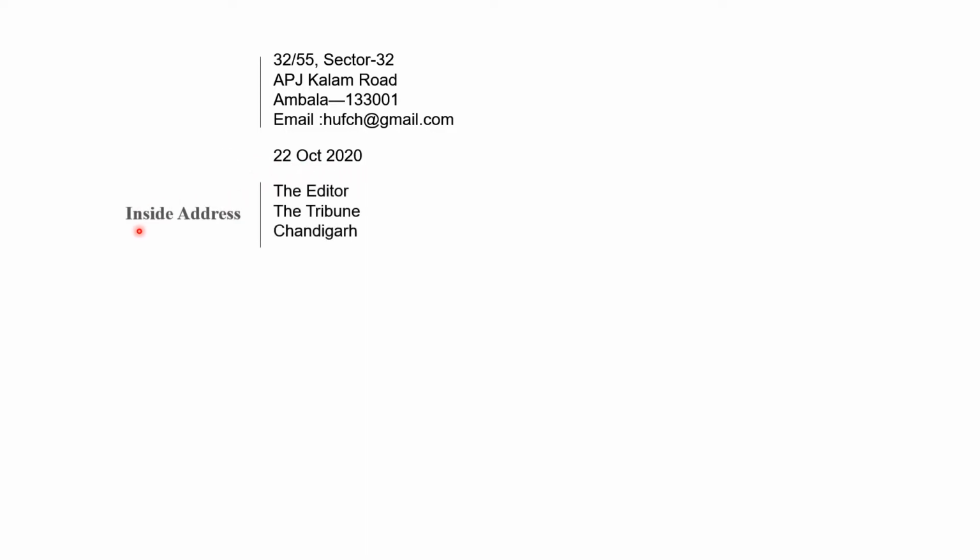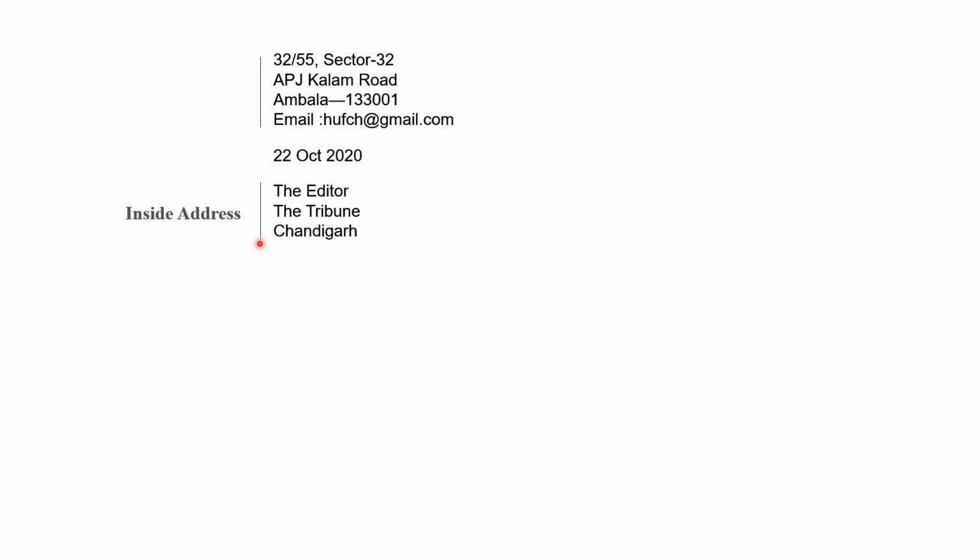After we have completed the sender's address, we write the date, which is written in this format these days. After the date, we mention the inside address, which means whom we are writing this letter to. Since it is a letter to the editor, obviously we write "The Editor" in the first line. In the second line, we mention the name of the newspaper, like the Tribune or the Hindustan Times. We must be careful to write "the" before the name of the newspaper. Then we mention the place of publication of that newspaper. Say it is Chandigarh here, so we mention Chandigarh.